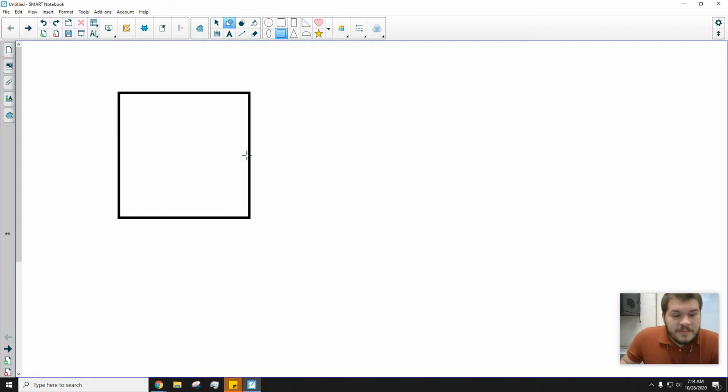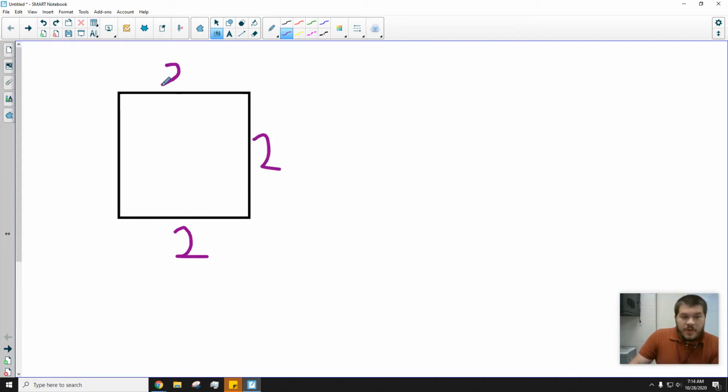So most of the time it's pretty easy to find. So let's take the square for example. Let's say we have a side of 2. Okay, since this is a square, all sides have to be the same. So this is 2, this is 2, this is 2, and this is 2.